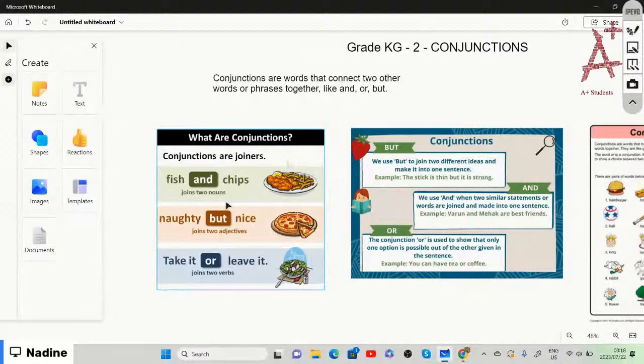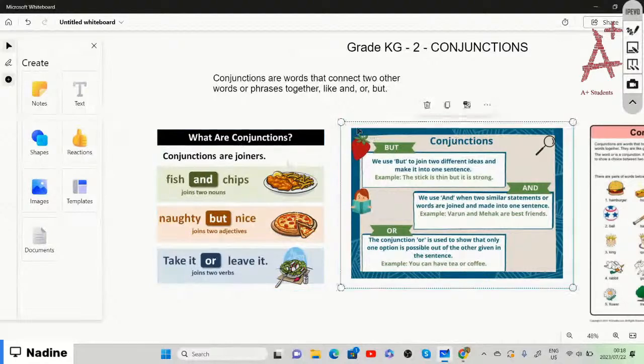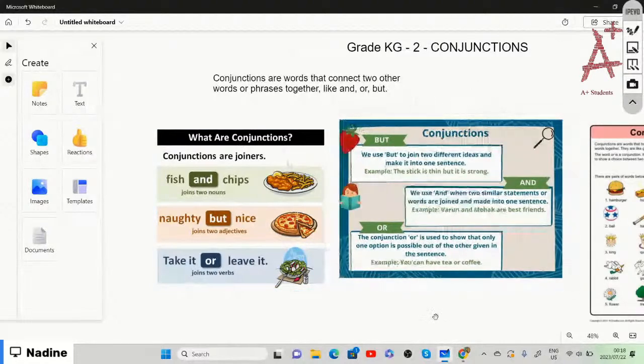And now if we look at this next picture, it says conjunctions. The conjunction but is used to join two ideas and make them into one sentence. So we join the two ideas and then we make it into one sentence. For example, the stick is thin, but it is strong.